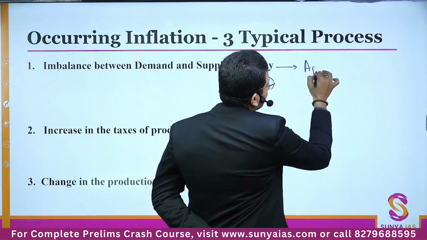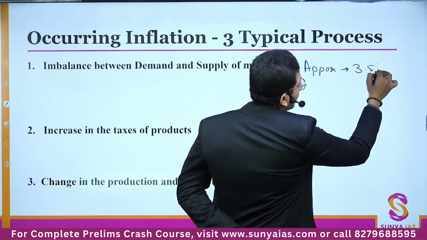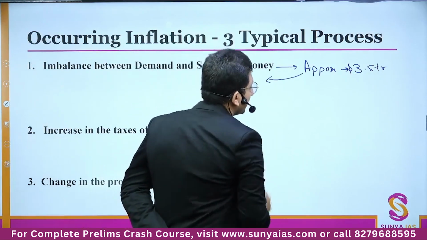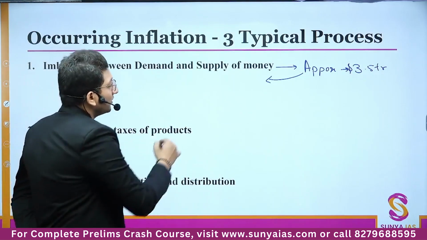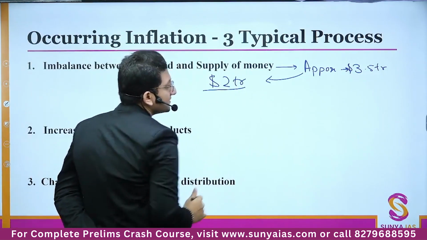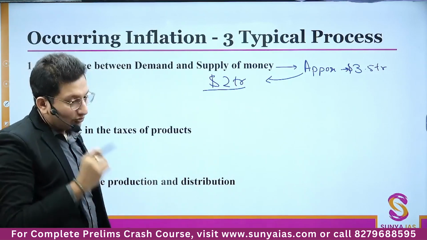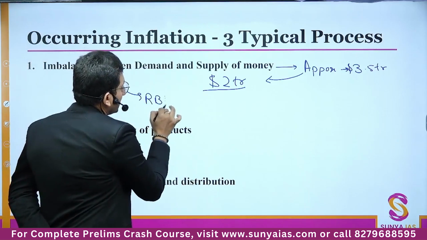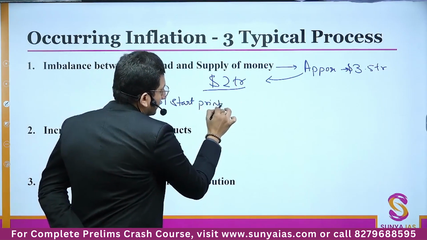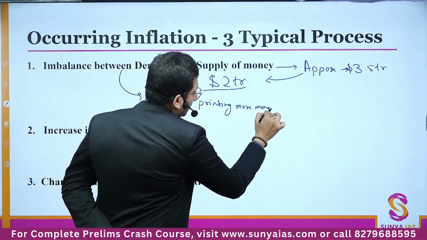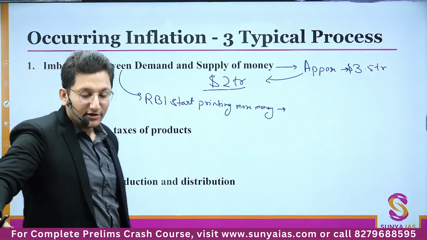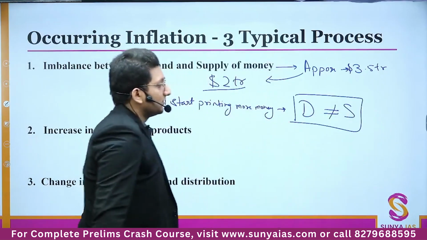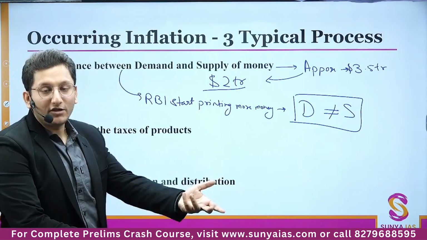Suppose approximately we are a 3.5 trillion economy, right? And suppose the money in circulation in India is in a certain proportion to that. Now suppose we have 2 trillion of money in circulation. Now suppose due to any reason, the RBI starts printing more money. Now what is going to happen there? When the RBI starts printing more money, you will see that there is a mismatch between demand and supply of money, right? Demand is less but supply has become more because the RBI has infused more liquidity.